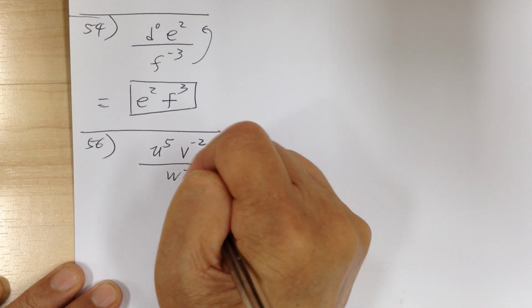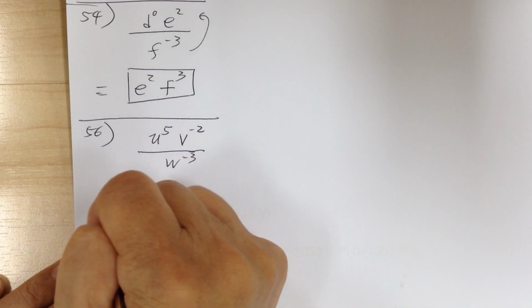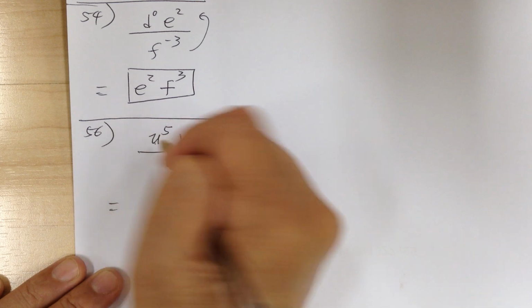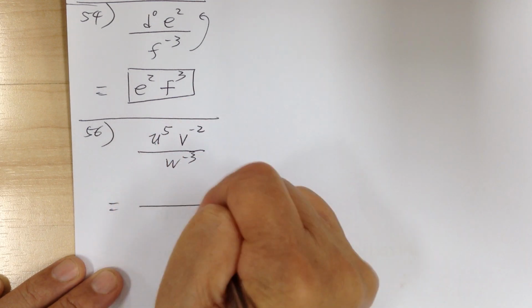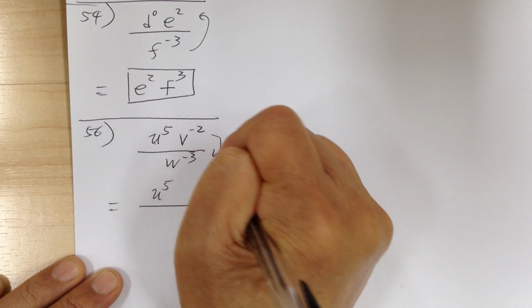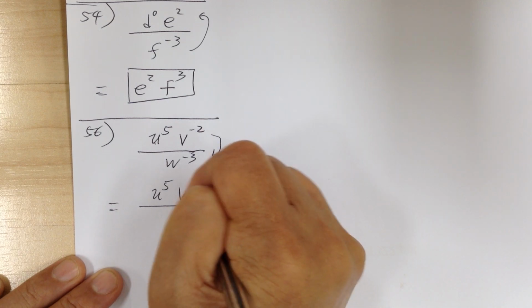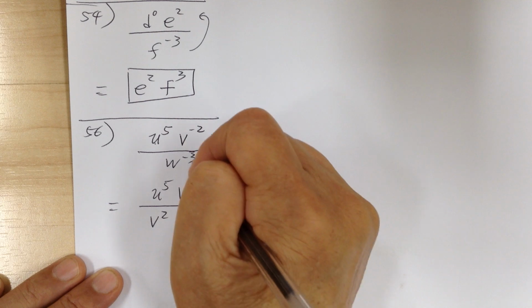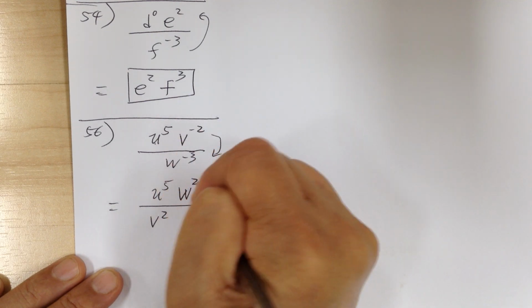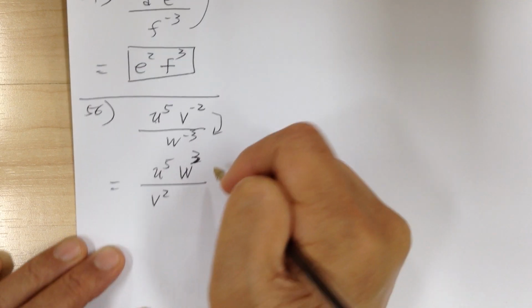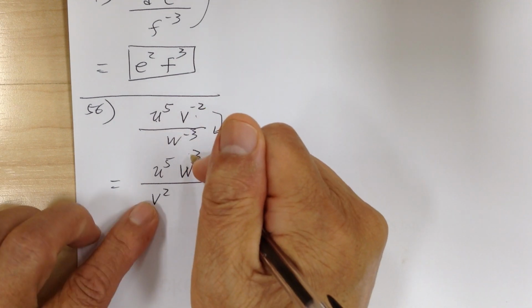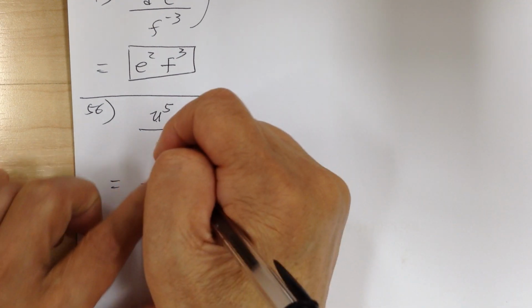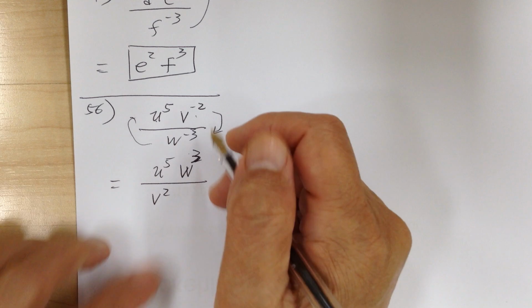Okay, 56, you have u to the 5, v to the negative 2, over w to the minus 3. So you do the flipping. This one stays. This one gets flipped to the bottom, so it'd be v to the 2. And this gets flipped to the top, so it'd be w to the 3. So again, this one flips to the bottom, so you get v squared, and this one flips to the top, and so it becomes w to the 3.